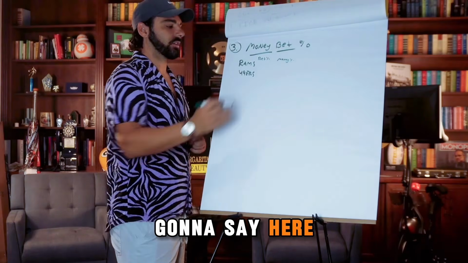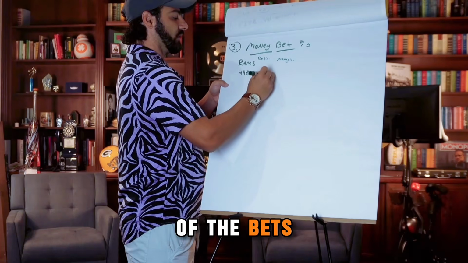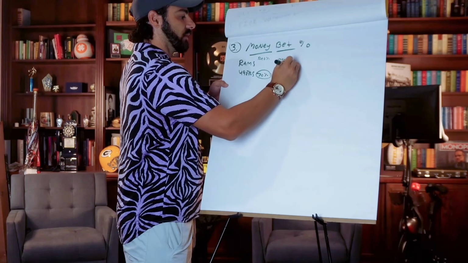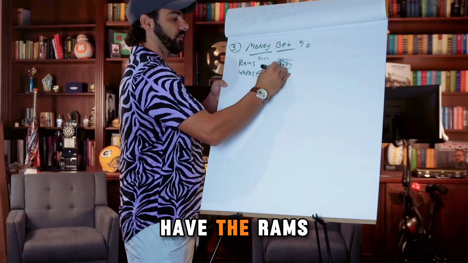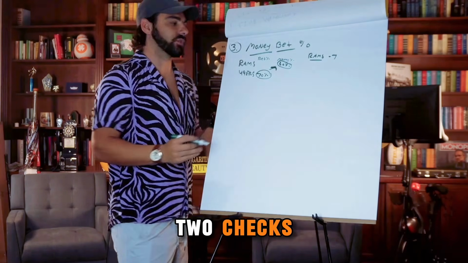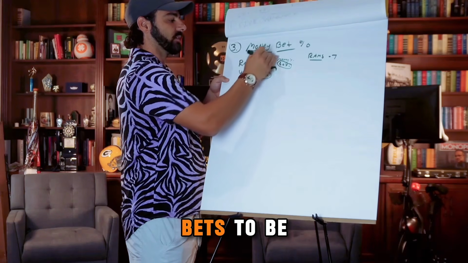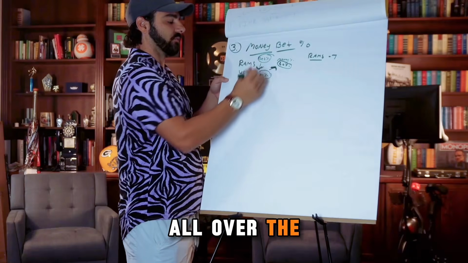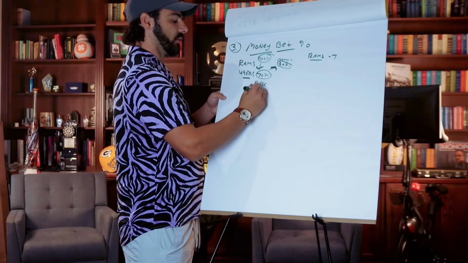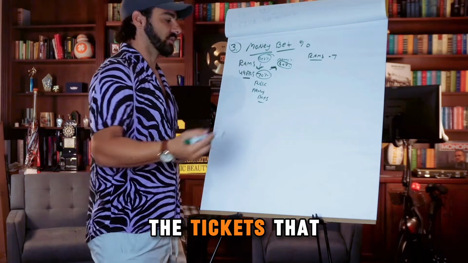So what we're looking for is pretty much you'd want 70% of the bets to be on the Niners, all right? But 60%, let's say, of the money to be on the Rams. So if we have the Rams written down right now at Rams -7, because I went through our first two checks, this is what you're looking for. Because you're looking for the public and the small bets to be all over the 49ers. What that means is the public mostly, okay? Public and parlay bettors are here. That's what's accounting for 70% of the tickets that are coming in.